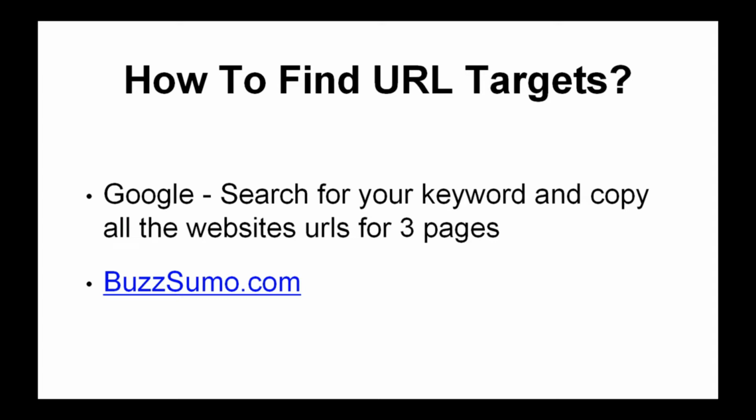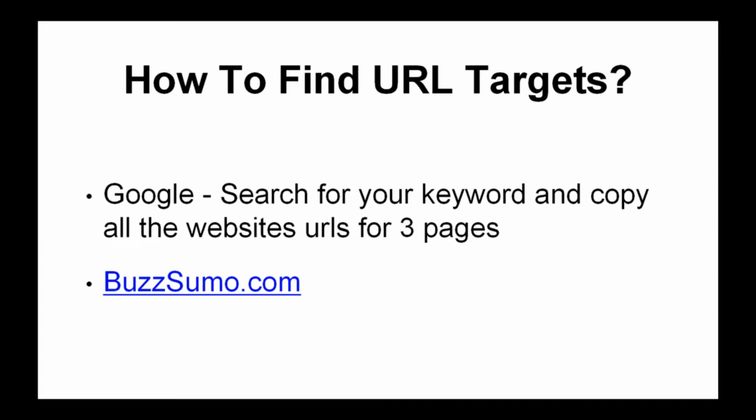The second thing is to get URL targets, and to get URL targets, we'll use Google also. Head to Google and search for your keyword, then open each website URL for 3 pages or so, and copy each URL off of them and save it in a new text file like you did in the keyword targets. These websites are ranked in Google, so they get a lot of traffic every day. So we will use them to get URL targets.